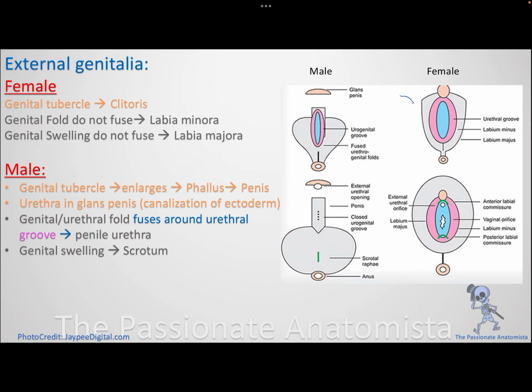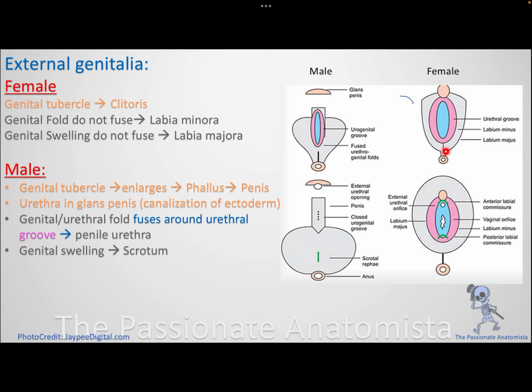Okay. Now you need to know what happens with further development. Now you understand that we had the membrane and we have the folds, okay? Now the genital folds in male and female, okay? In the female, they do not fuse. So the genital fold will give me the labia minora. If you guys look at the genital fold, the gray one outside, sorry, I was pointing at the pink.